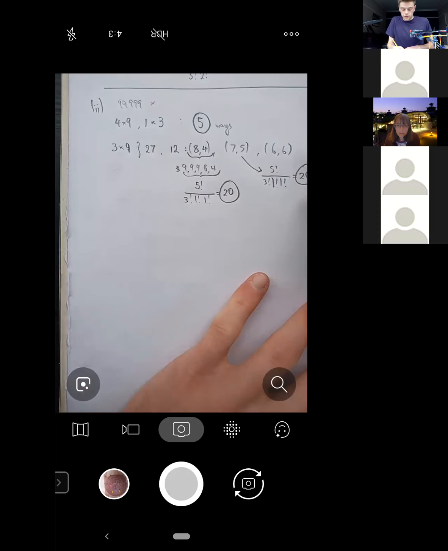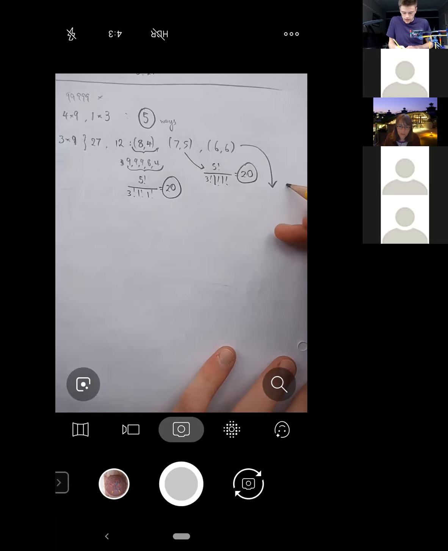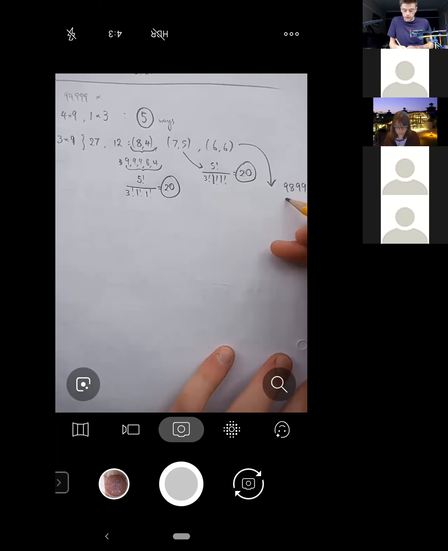Okay, now the 6 case is slightly different. It's the same as our 99988 case that we had previously, because before we had 98994, which is different to 94998.